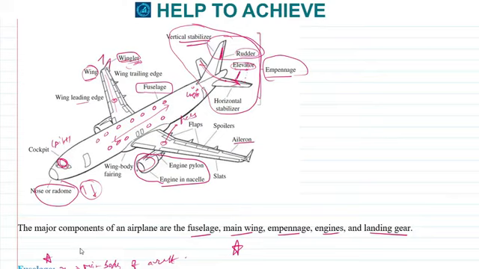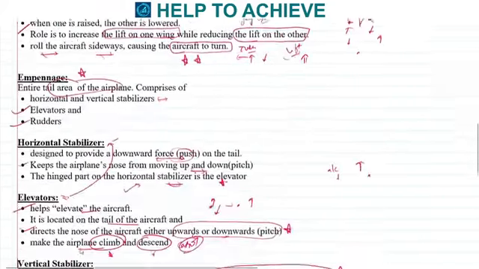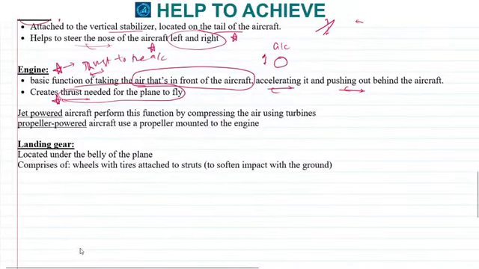The engine sucks the air in front of it, accelerates it, and pushes it out the backside. Because of this action and reaction, the aircraft will move in the opposite direction. So that is the basic function of the engine, to help create the thrust.